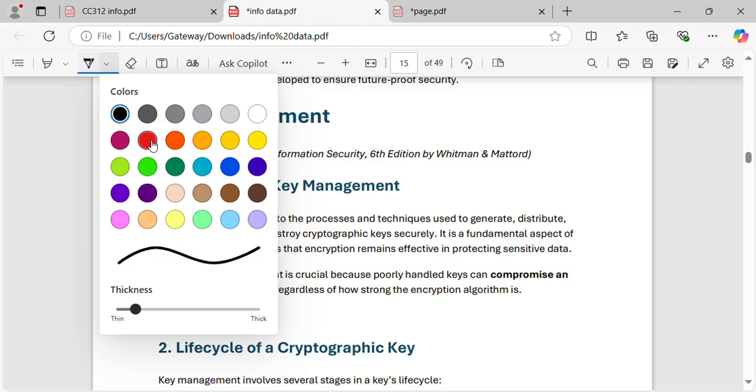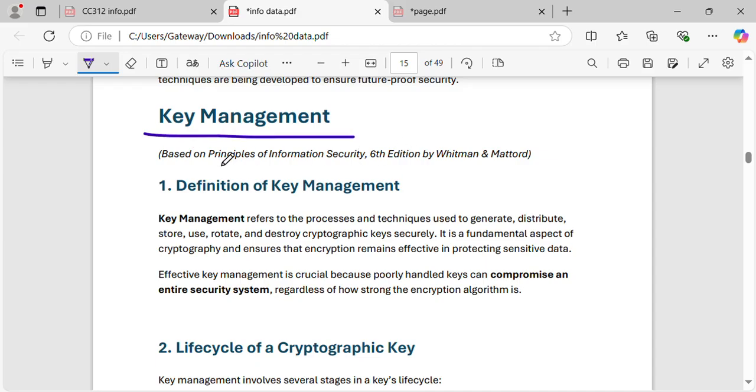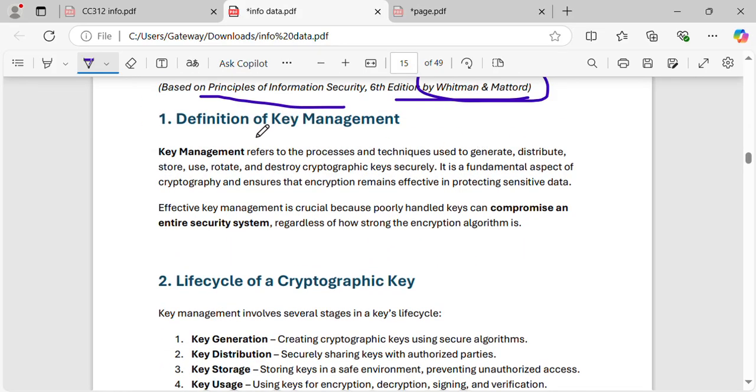Okay, so we will talk about key management right now, and it is based on Principles of Information Security, 6th edition, by Whitman and Mattord. What is the definition of key management, or what is a key basically? It refers to the process and techniques used to generate, distribute, store, use, rotate, and destroy cryptographic keys securely, right? So the keys used like public key and private key, used for encryption or decryption.